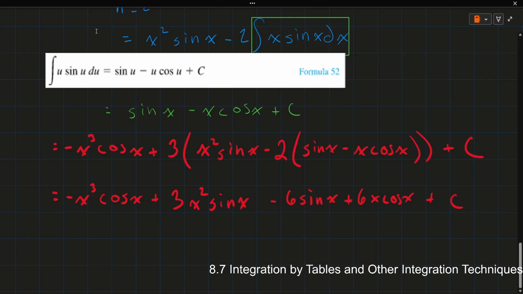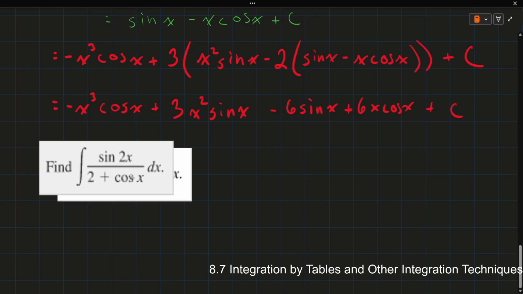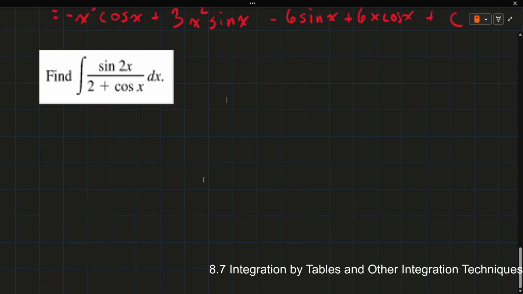All right, let's take a look at one more type of problem with this section. Let's jump back into this for one more example here. Once again, I'll grab a problem from the book because it's convenient. Copy and paste, right? So here we go. Let's find the integral of sine 2x over 2 plus cosine x.